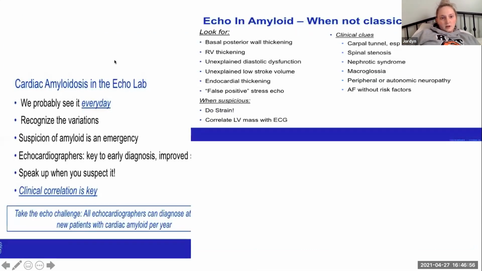So I just put in some of the things that as an echocardiographer you would look for: RV thickening, low stroke volume, and obviously, like I said, a lot of labs don't do strain, but strain is definitely necessary. And that's all I have, unless anyone has questions.